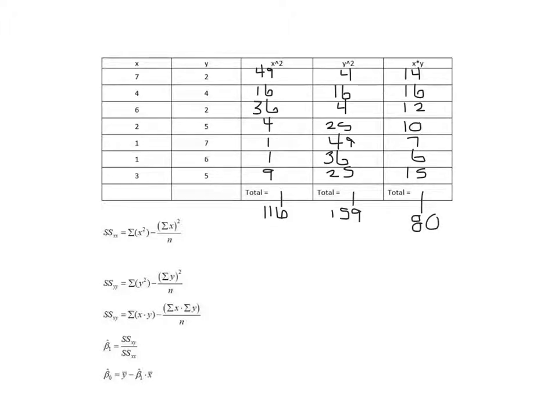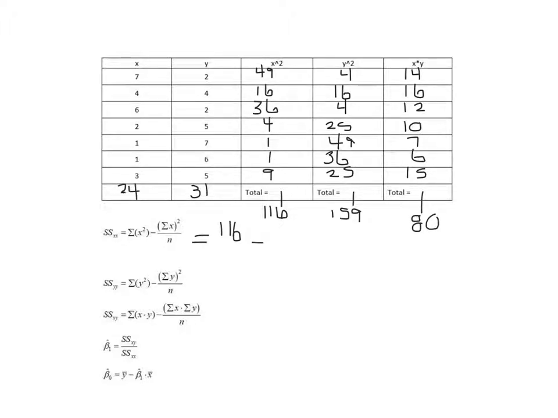Now, to find the sum of the squares for x squared, we have to use this first formula. So it says take the sum of your x squareds, which is 116, subtract the sum of your x's, and I forgot to fill those in, give me a moment. Those are 24 and 31.